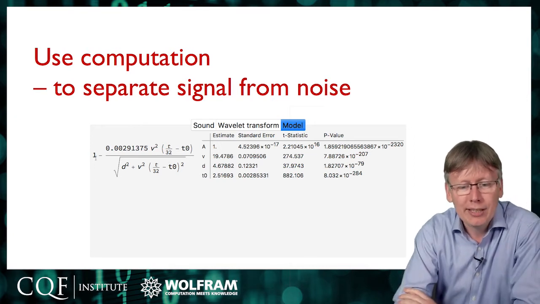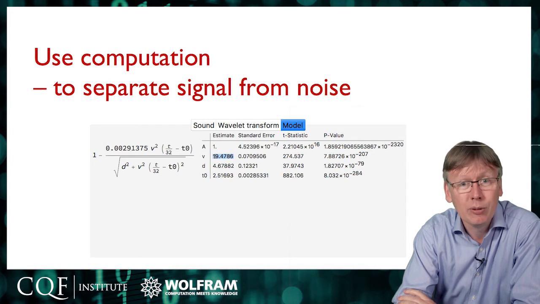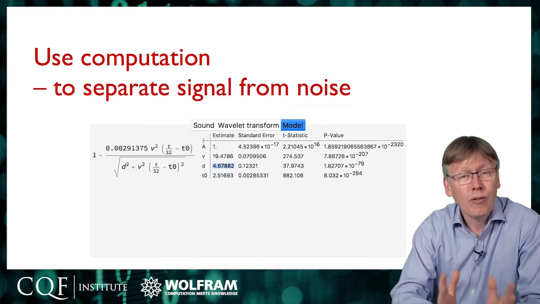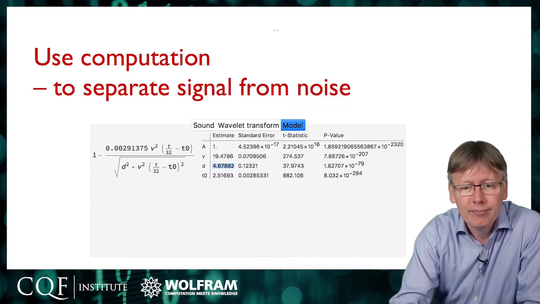But the net effect is we can take that sound and in the end extract out the parameters that are meaningful within that model. And here's the key parameter. The velocity was 19.5 meters per second, so about 40 miles an hour. And the vehicle came within 5.5 meters of the observer. All of that knowledge is in the sound, but you need computation to take it out.